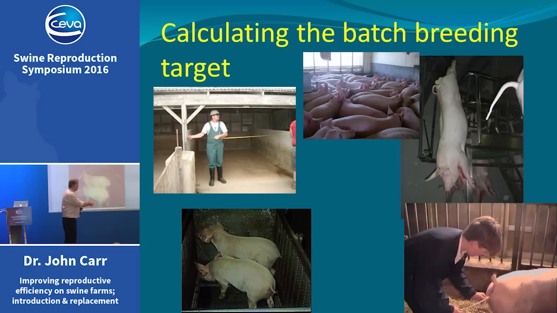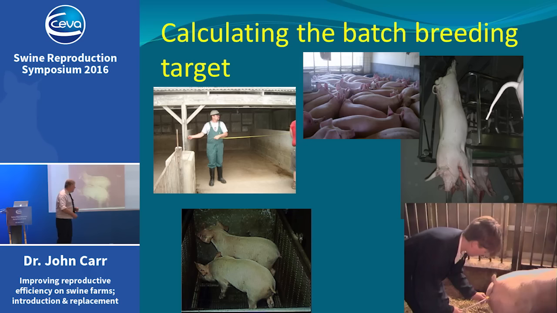I need to know the finishing weight. I need to know the time it takes me to get to the finishing weight so I can work out how many pigs I need to wean each batch. Each batch. Not a week, not two, it's all about each batch. Once I know how many pigs I'm going to wean, I can then work out how many sows I'm going to need, and that will then tell me how many pigs I need to breed.